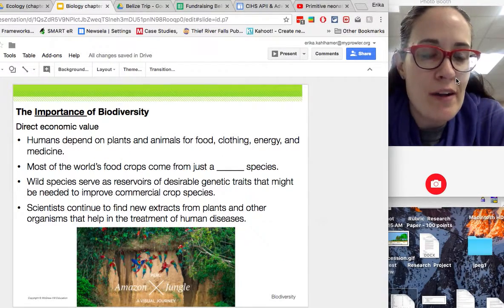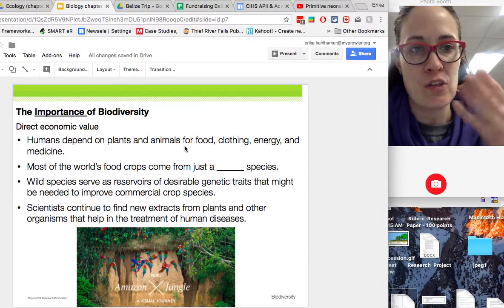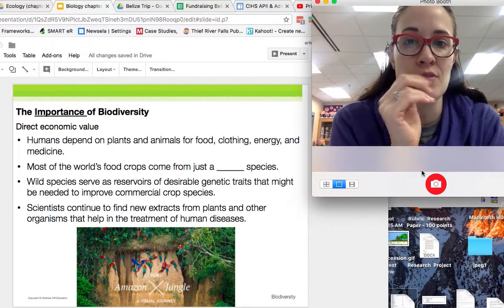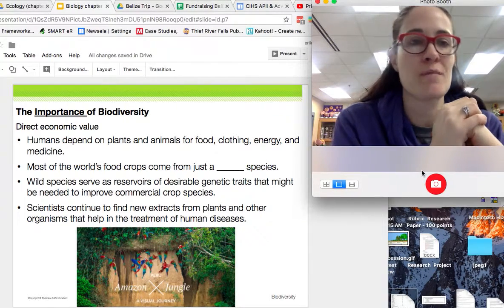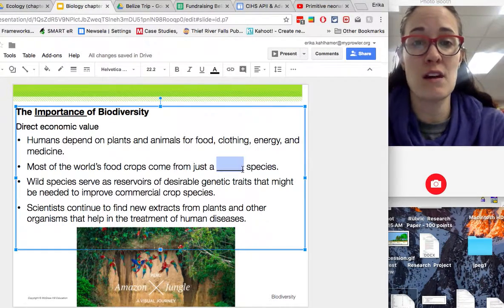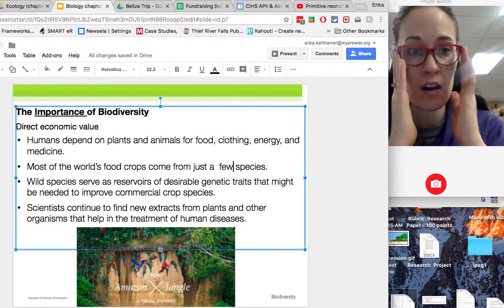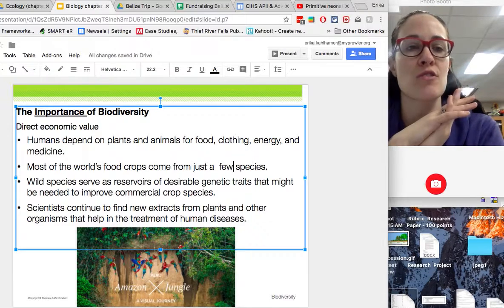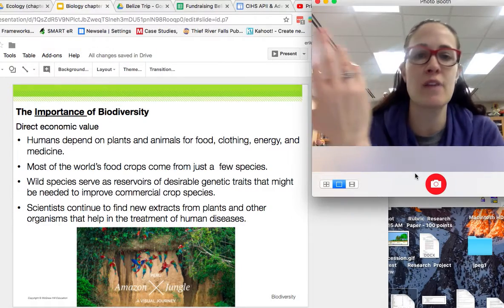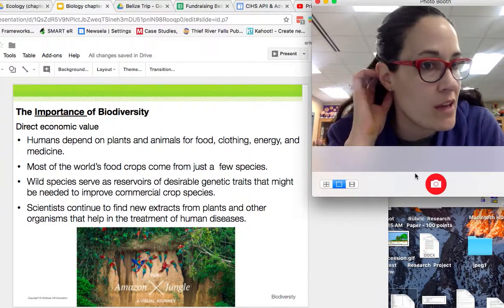So why are we talking about biodiversity? Why do we care? Biodiversity has direct economic value. We're talking money. We depend on plants and animals for food, clothing, energy, medicine. And most of the crops, the food that we eat, come from only a few different species right now. There are wild species that serve as reservoirs or holding places for genetic traits that we might not even know that we need or that we could harvest later on that would be of value.